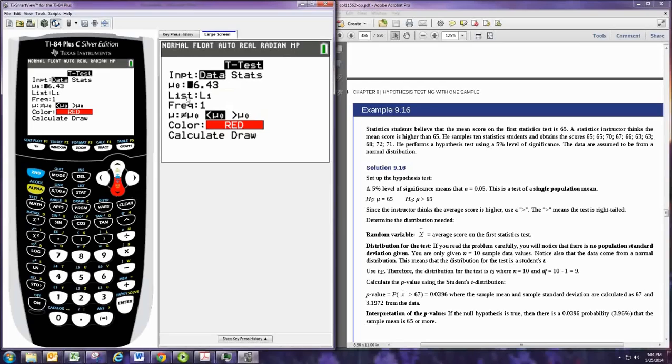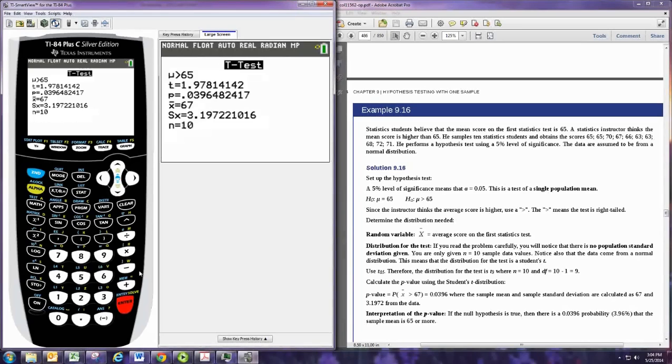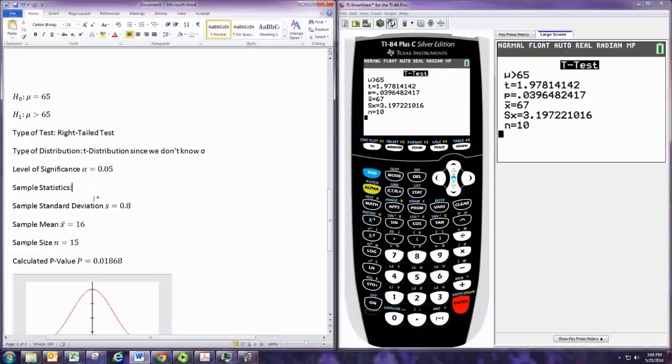And then the number in the hypothesis is 65. And the data is in L1. And the alternative hypothesis is this one on the right with the greater than symbol. And we can calculate the p-value along with the sample statistic. So it tells us that S is about 3.2, right, 3.2, and the sample mean is 67, and the sample size is 10, and the p-value is 0.0396.